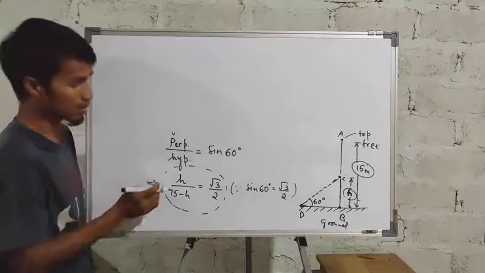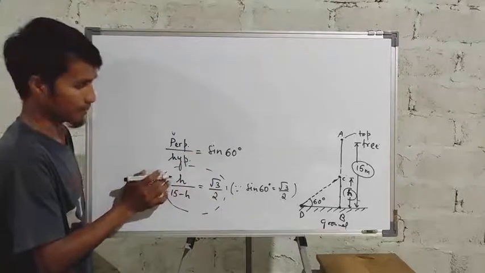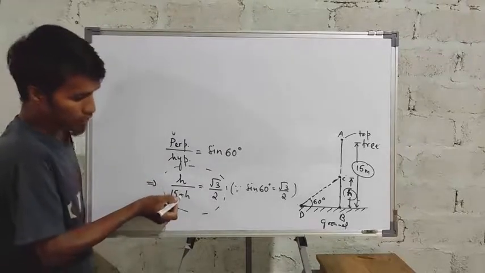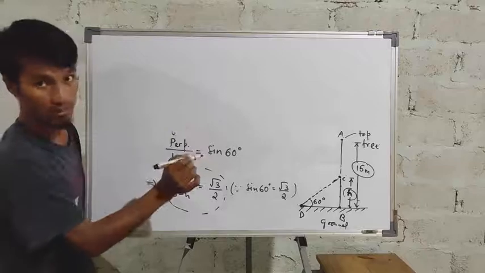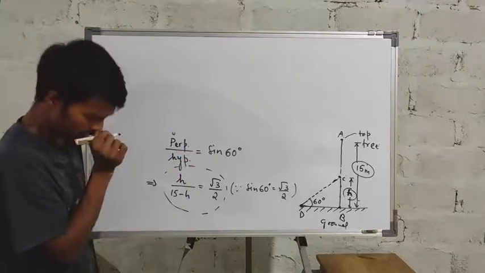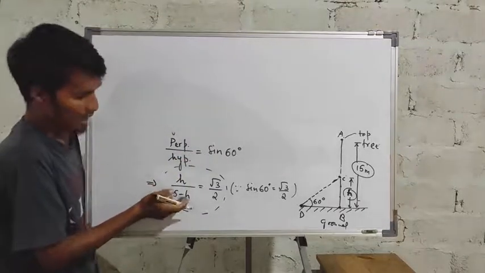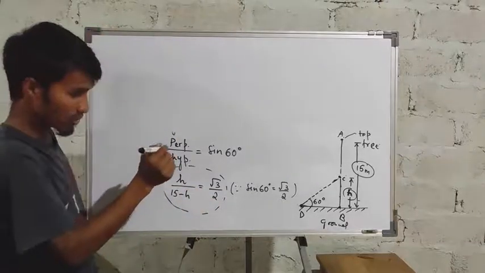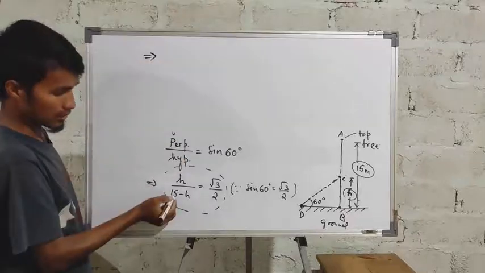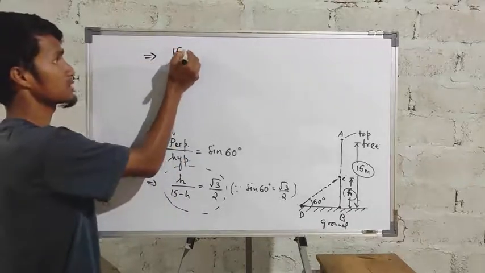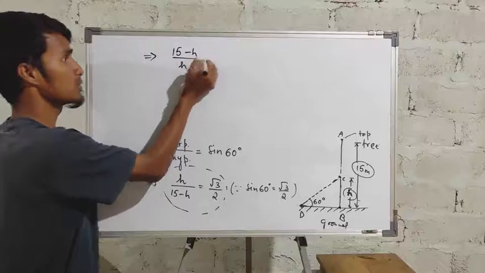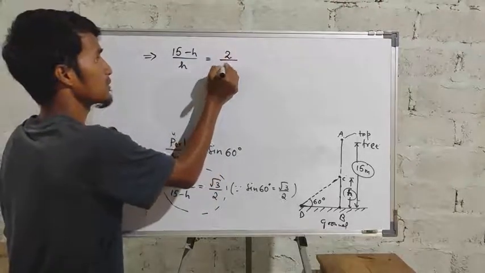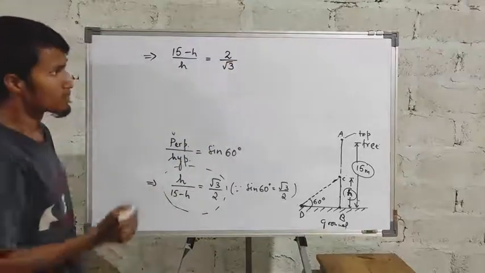We cannot interchange only one side. Remember, we cannot interchange only one side. Then we have to interchange both. Okay, now I'll interchange it. Now this 15 minus h I'll write up like this. Then this h will go down. Then obviously this also has to be interchanged. You cannot interchange only one side. We have to interchange both.